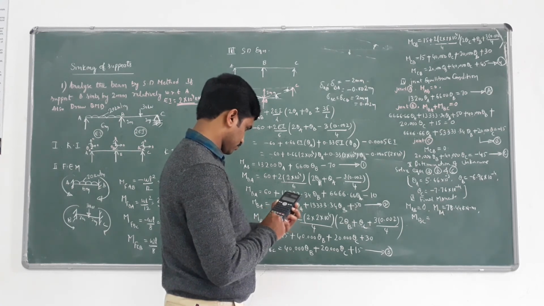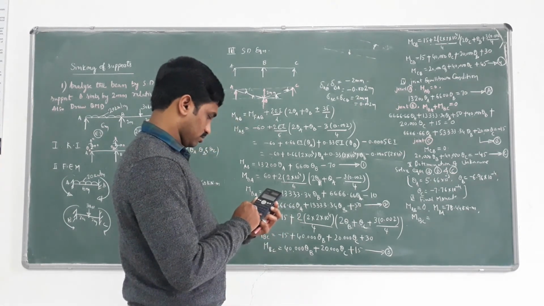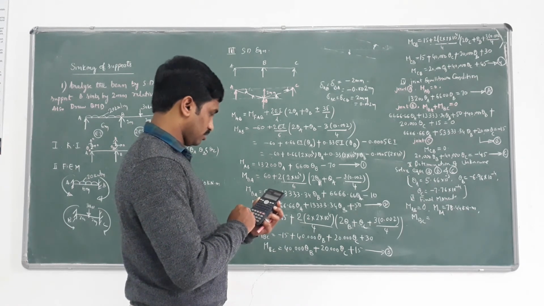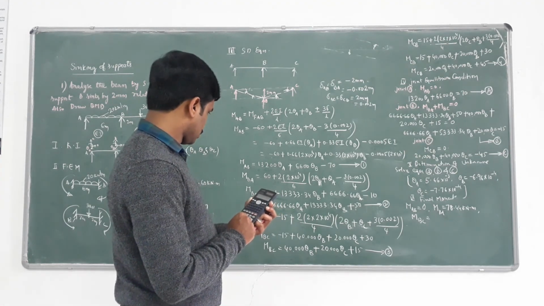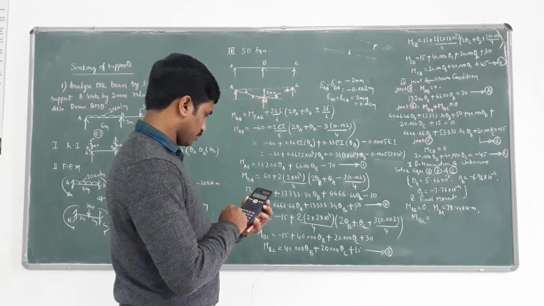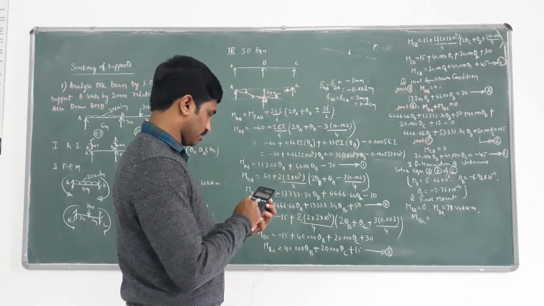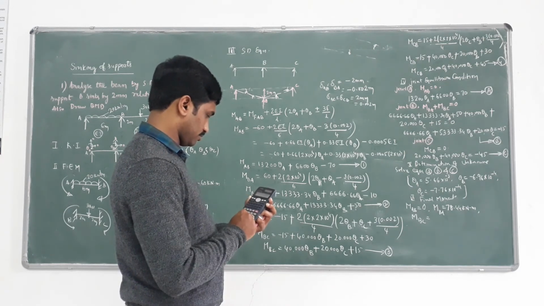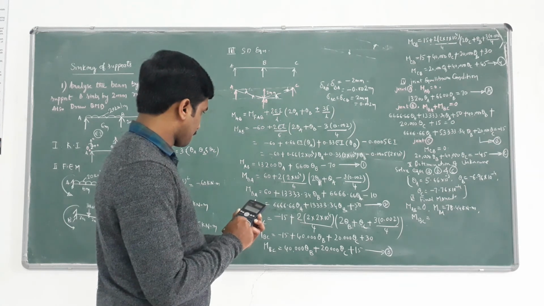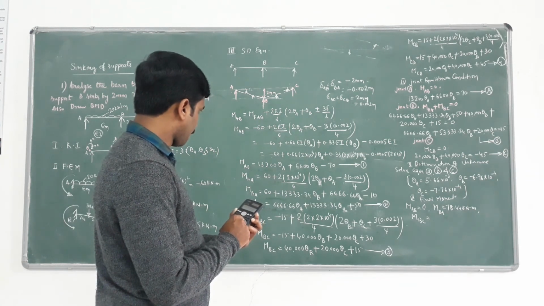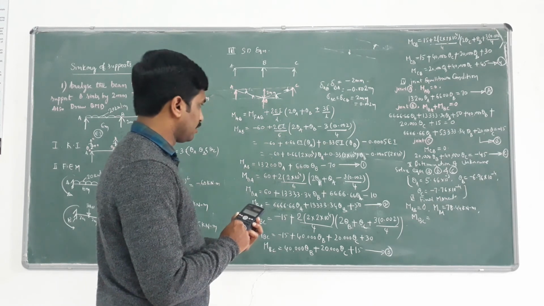Plus 50. BC: 40,000 multiplied by minus 6.96 into 10 power minus 4, plus 20,000 multiplied by theta C minus 7.76 into 10 power minus 4, 15. MBA, MAB, MAB is 0, right?